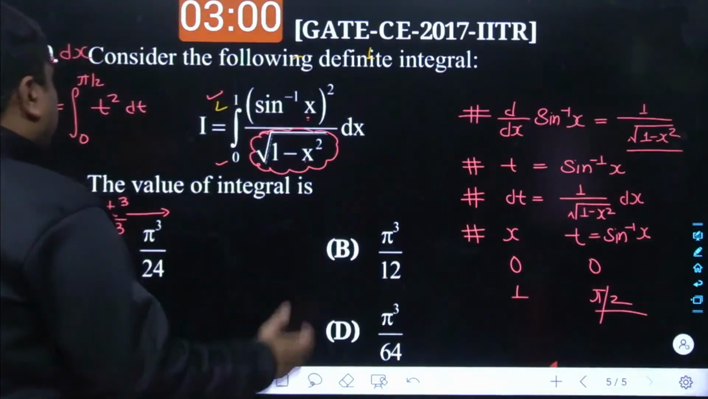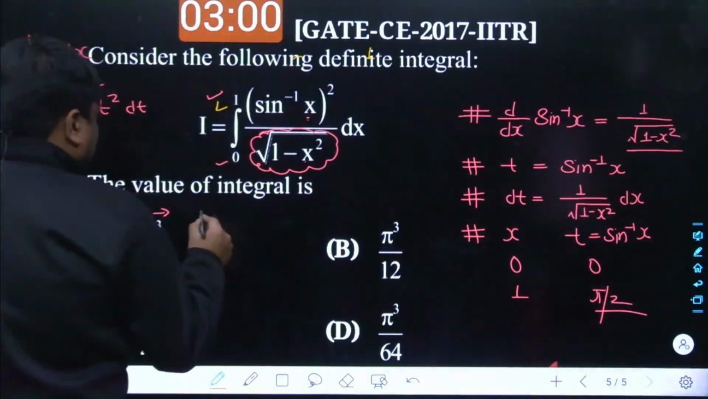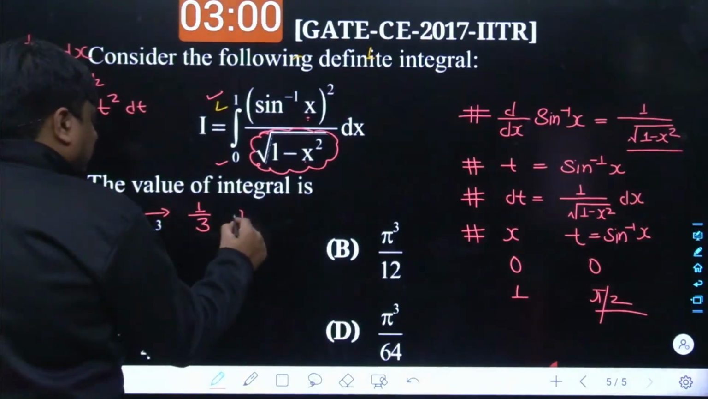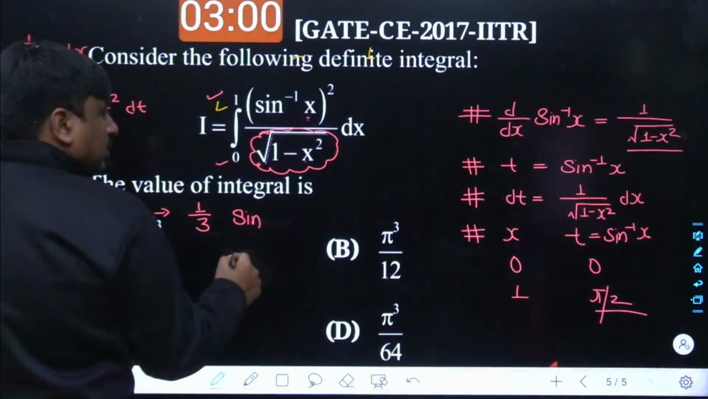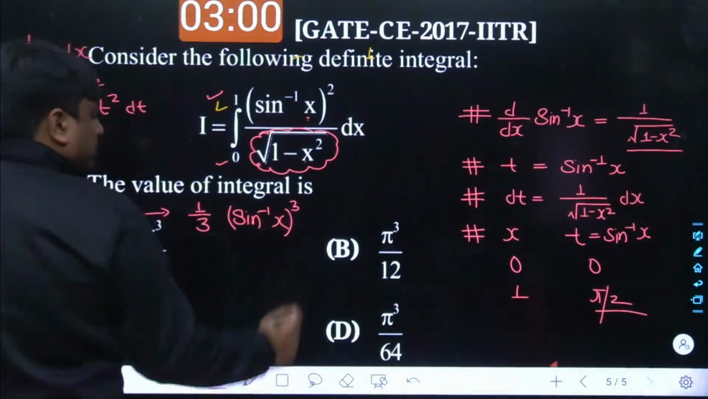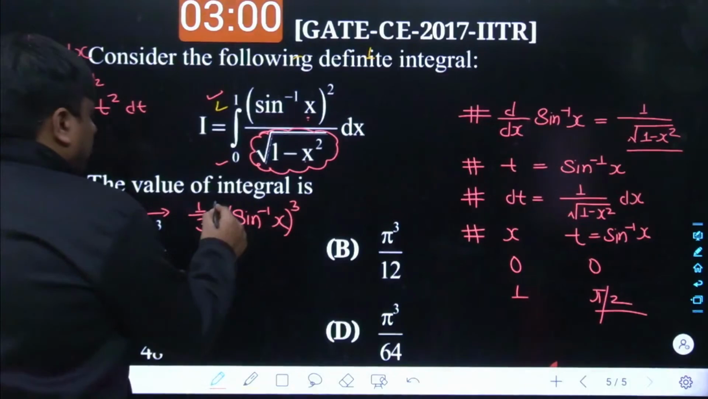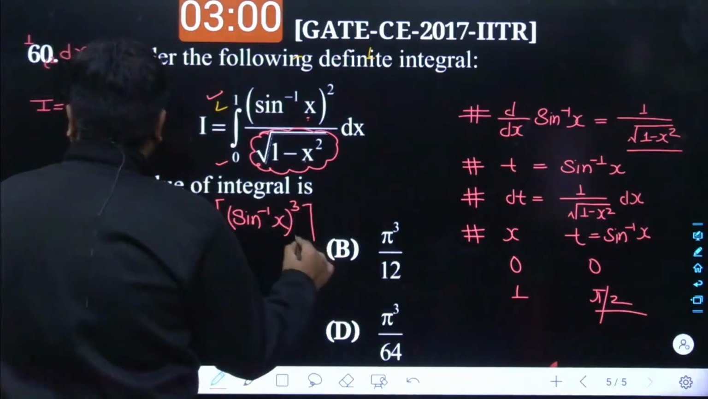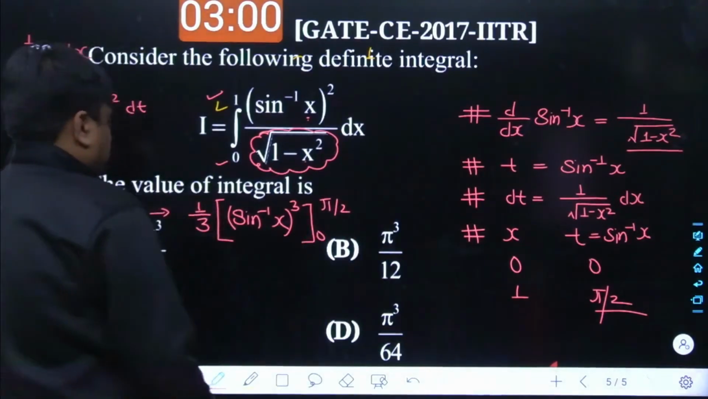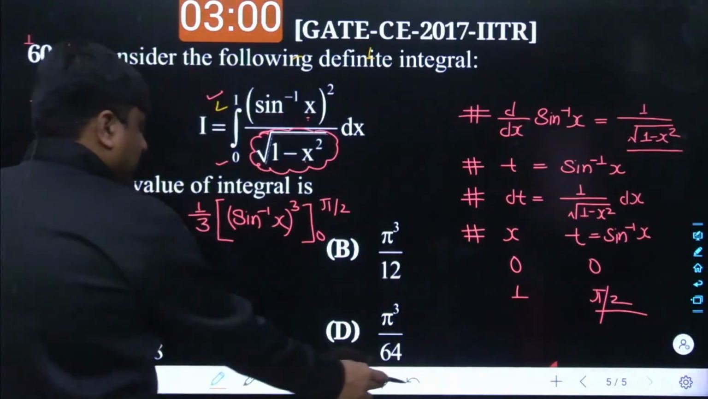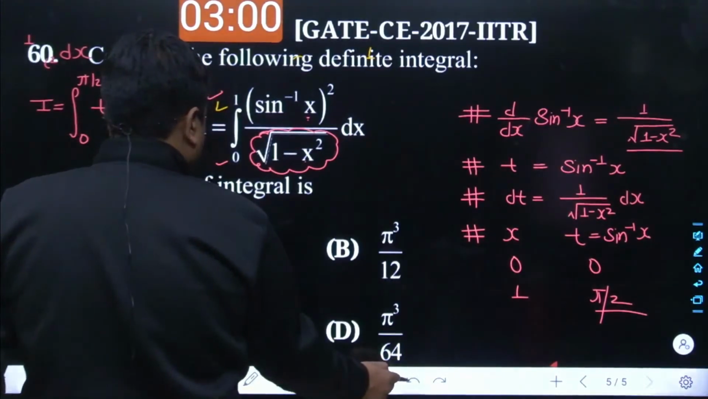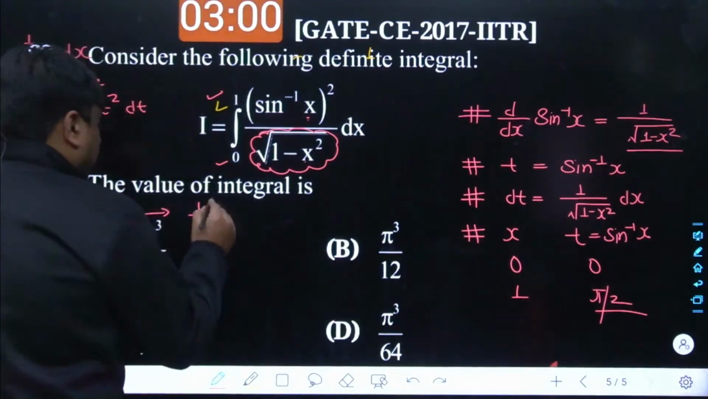T is already known to me, and 1 upon 3 has been brought out, and that is going to be sine inverse x cube, and that goes from where to where? 0 to pi by 2. Or straight away I could have written this with the lower and upper limits also taken in the form of t only. So here comes t cube.